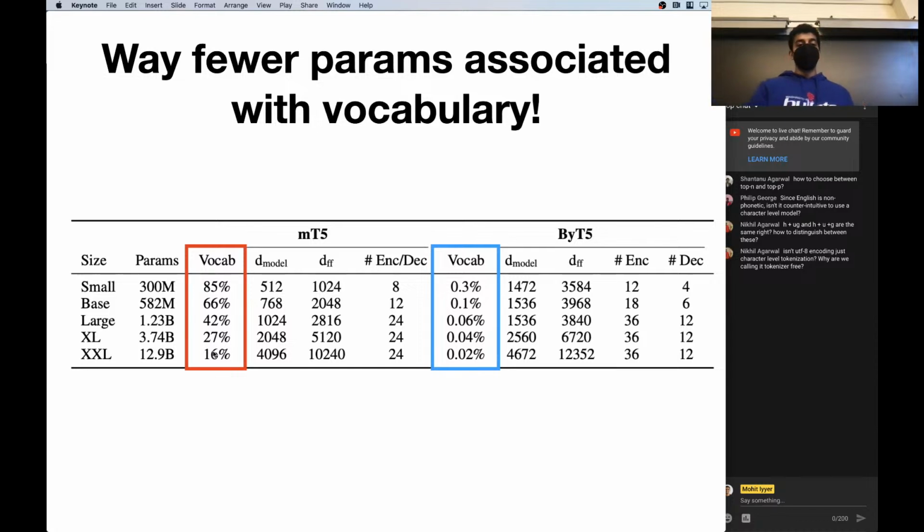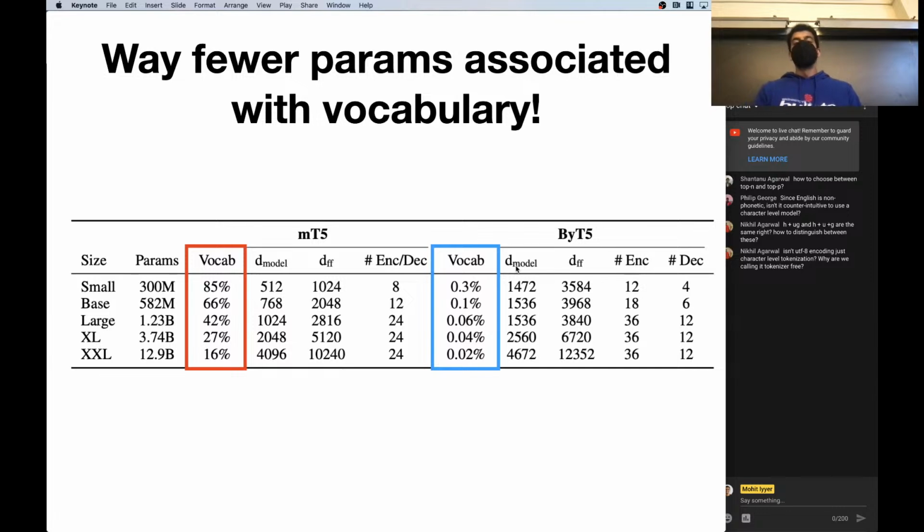You can see that this percentage decreases as the model gets bigger and bigger, meaning deeper and deeper, because more parameters are then allocated to the intermediate transformer blocks. But compare that to byte T5. Even with a small model, you have only 0.3% of your parameters in the word embeddings and softmax layer, because you only have 256 bytes.